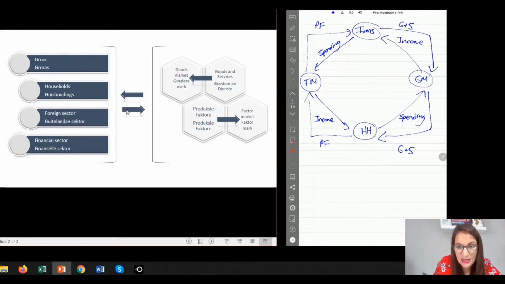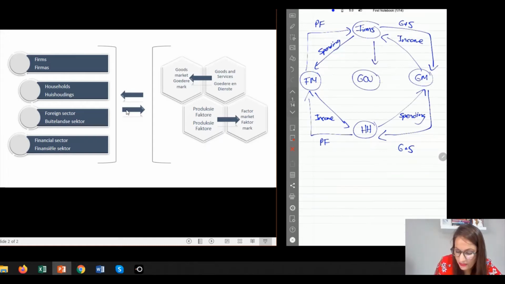And then smack bang in the middle of all this is your government. Whether you are a firm or whether you are a household, you need to pay tax to the government. In return, the government does supply government goods and services to us. Government goods and services are provided by the government to the firms and to the households.